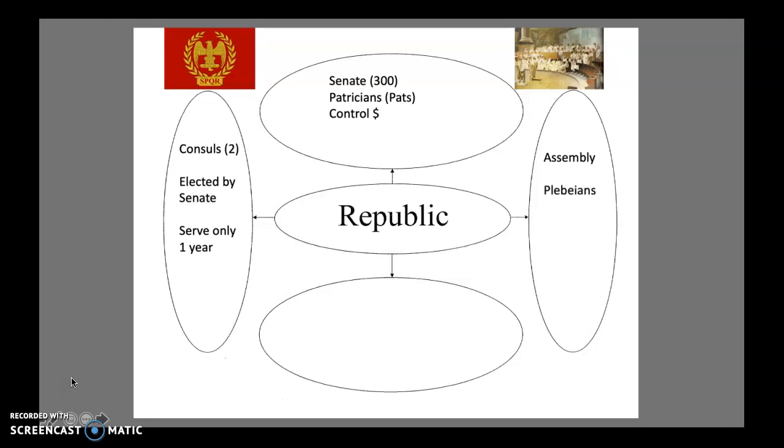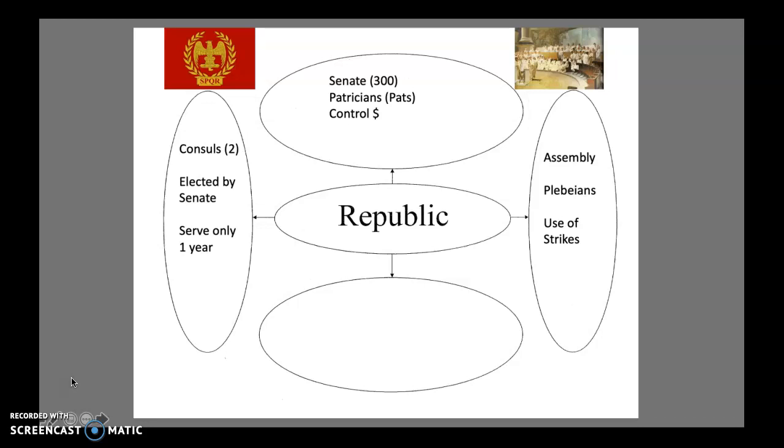The assembly is where the plebeians get to gather together and discuss the issues, but again, they don't control money, and they don't really control the overall government. That's the consuls. But they did begin to use strikes to their advantage. All right, so the question is, who cares? They're nothing more than a bunch of plebeians, common people. If they're striking, what's the big deal?